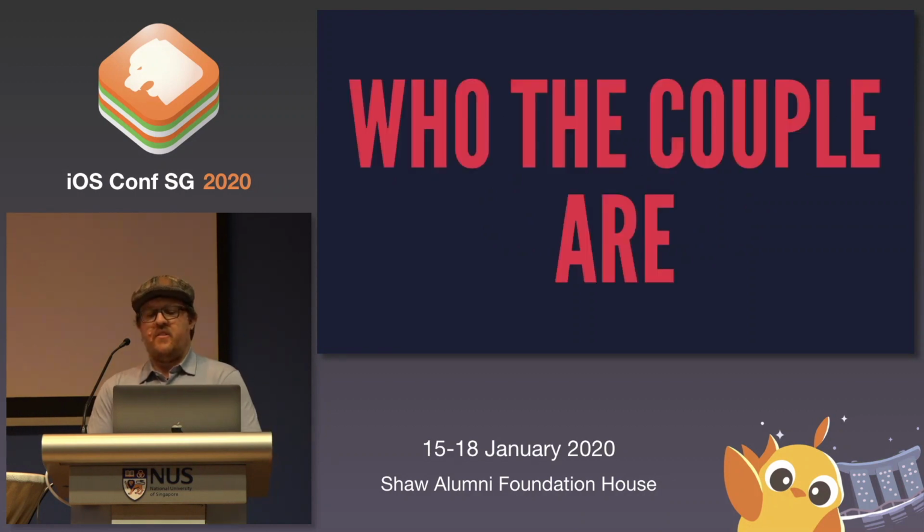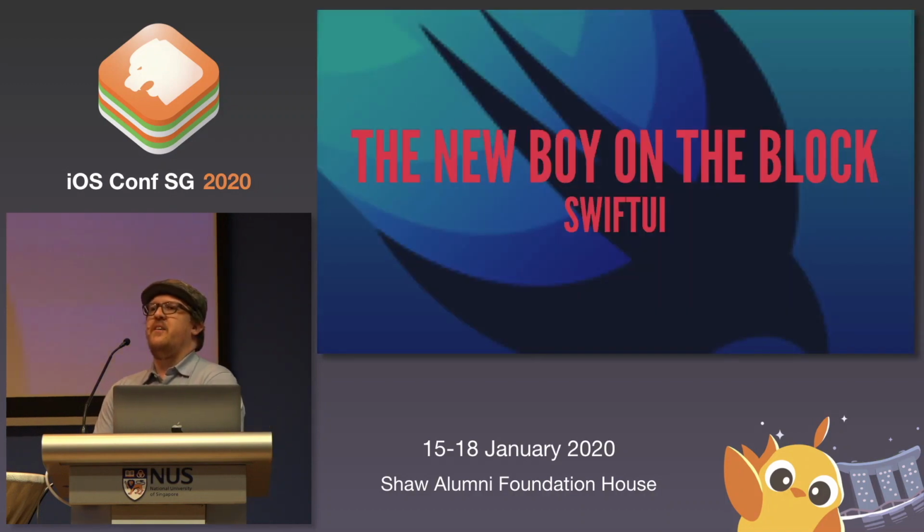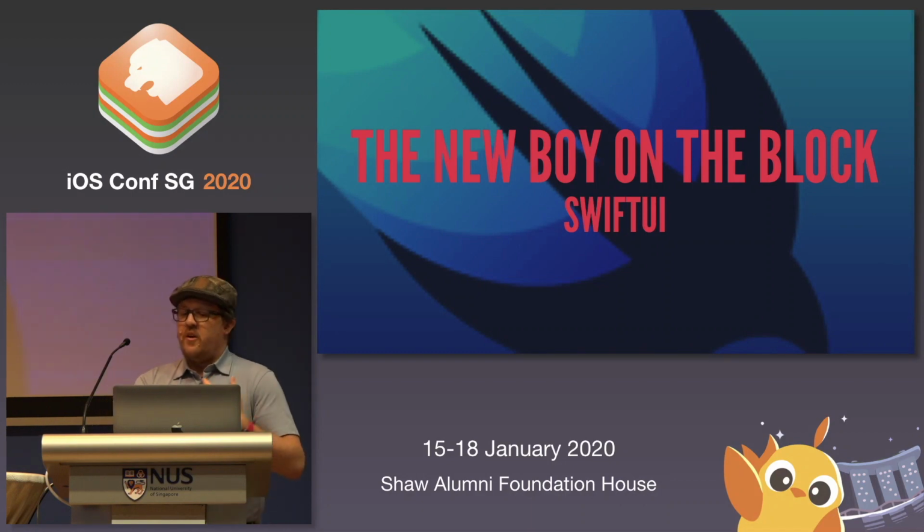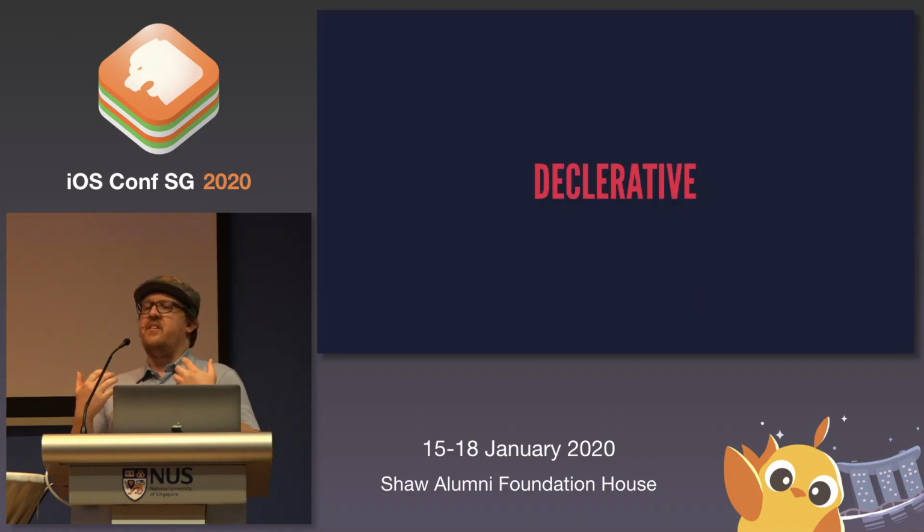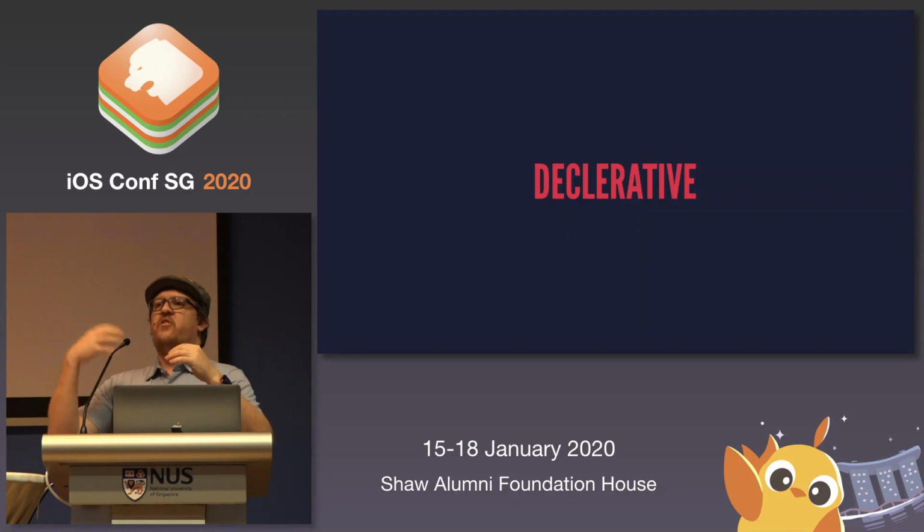Now, let's meet the couple. We have the new boy on the block being SwiftUI. So SwiftUI came out this year in June at WWDC, and there are now apps out there in the wild using SwiftUI, and it is amazing. So who SwiftUI is? SwiftUI is a declarative UI. So how this works is you describe in detail what your UI is going to look like, and then the system will run and do all of the interactions and display the UI.